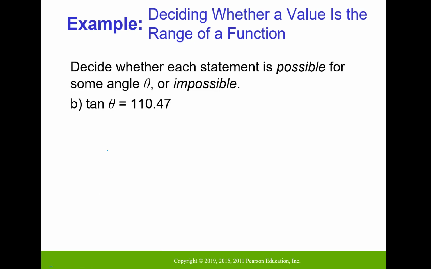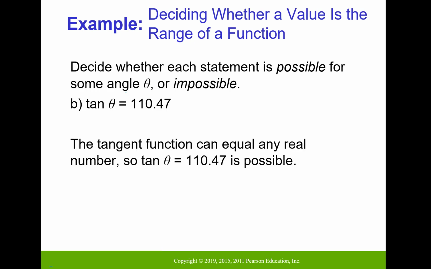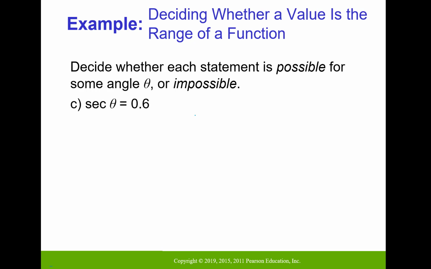How about for some angle theta, tangent is equal to 110.47. Well, if you recall, the range for tangent is any real number. So yes, this is completely possible for any angle. There is some angle that we can plug in to tangent where the value would be 110.47. Then how about this one? Secant theta is equal to 0.6. Well, remember secant is the reciprocal of cosine. So if cosine's range is between -1 and 1, just think about it like this.